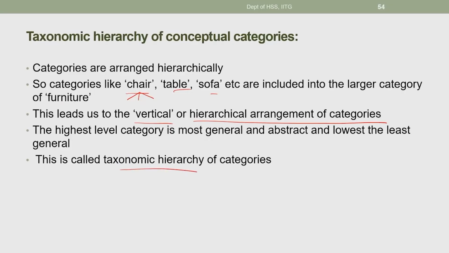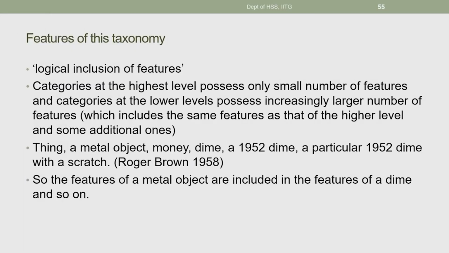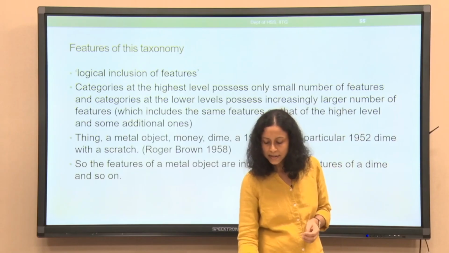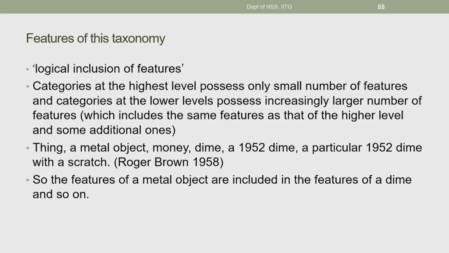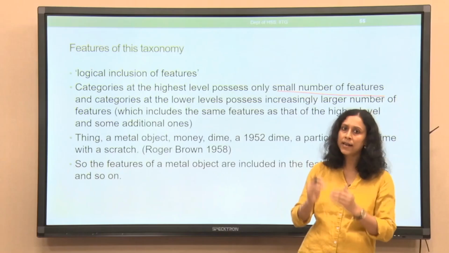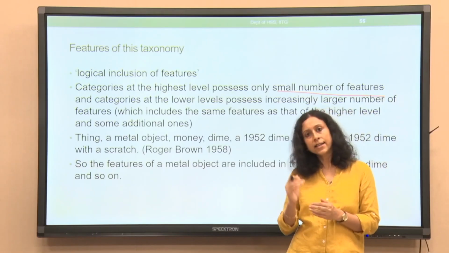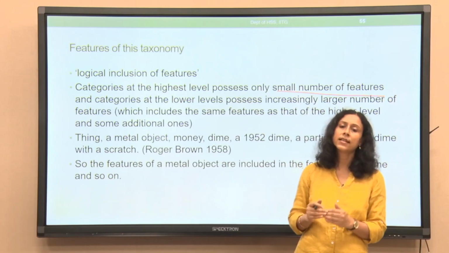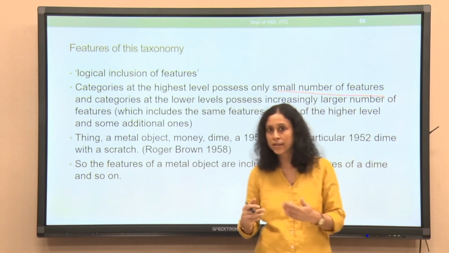This is called the taxonomic hierarchy. Now, there is something very interesting about the taxonomic hierarchy: there is a logical inclusion of features. The categories at the highest level possess only a small number of features, and as you go down in the hierarchy, at each level at least one single feature more is added.